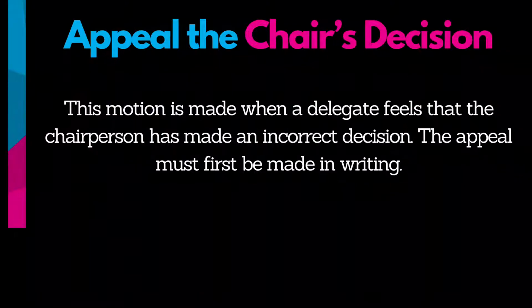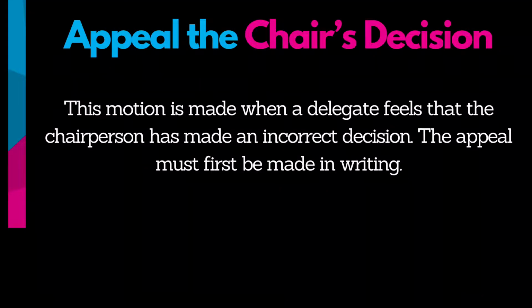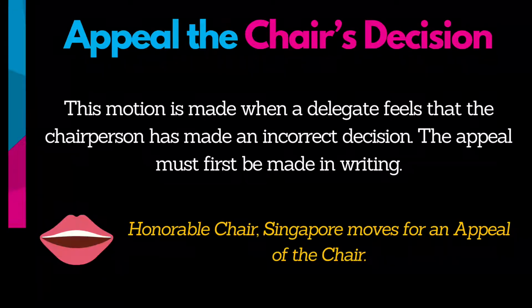Appeal the chair's decision. This motion is made when a delegate feels that the chairperson has made an incorrect decision. The appeal must first be made in writing. You may say, "Honorable Chair, Singapore moves for an appeal of the chair." Do this after a note has been accepted.